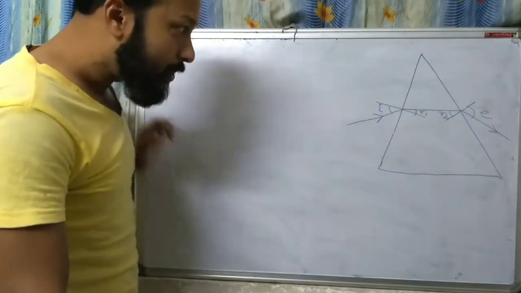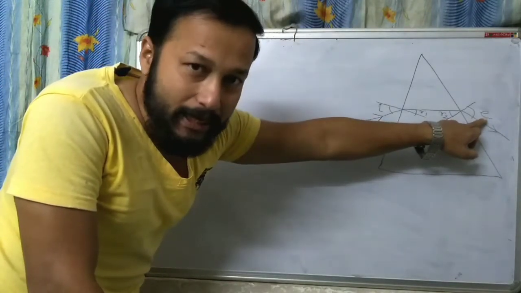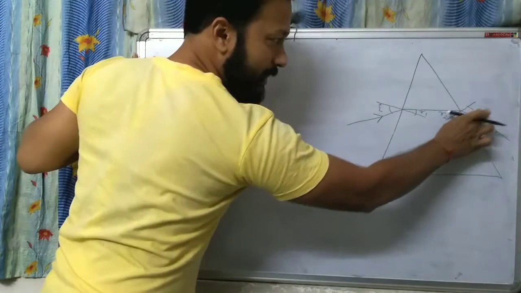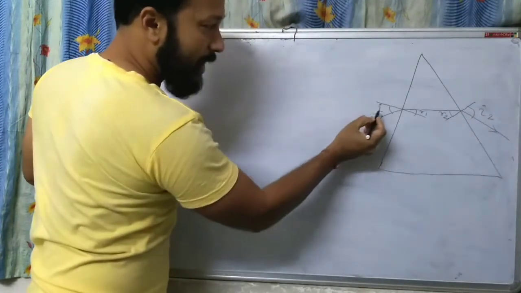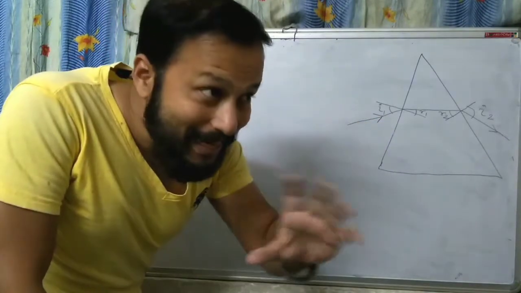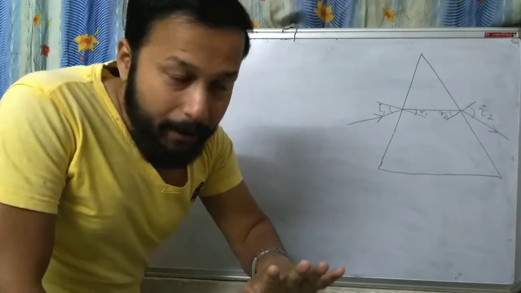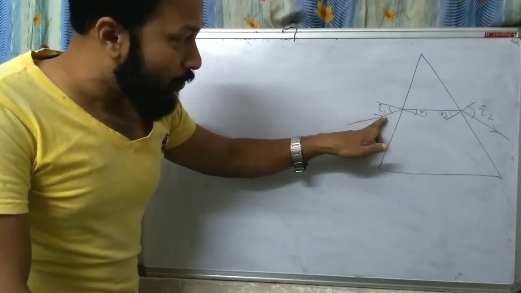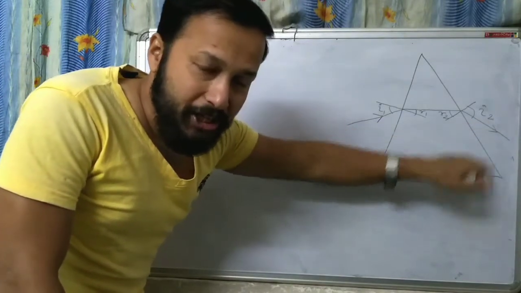But I will change the notation here. I will not denote it as E. I will denote it as I2, and this as I1, so that you can easily remember the formula which I am going to tell you now. So I1 is the angle of incidence and I2 is the angle of emergence.